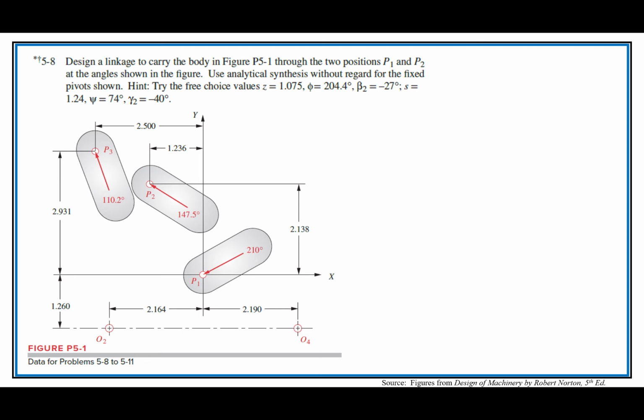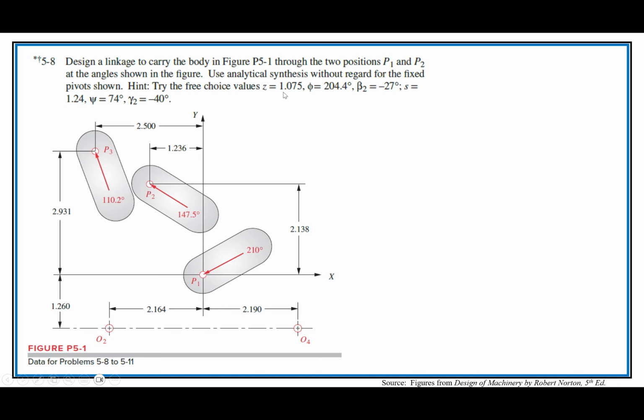All right. So this is problem 5.8 out of Norton. This is one of the first problems that he assigns. You can see this figure P51, so it's right near the beginning of the chapter, where he assigns this type of problem, what we've covered today in this class, 2 positions analytical synthesis. And he does give the free choices here. I question whether they were good free choices, but those are the ones that he assigned.